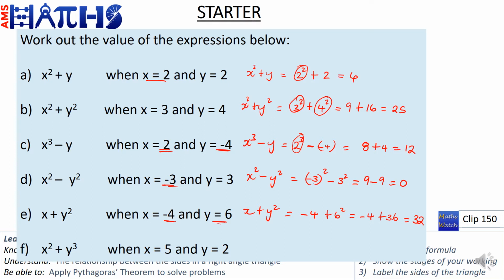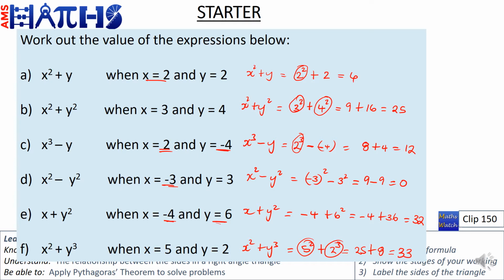And our final question on the starter is x squared plus y cubed, and x is 5, so we have to square that, and y is 2, so we are going to cube that, and so we get 25 when we do 5 squared, and we need 2 cubed, which is 8, so we're going to add 8, so 25 plus 8 is 33. Okay, lovely, well done on trying that.